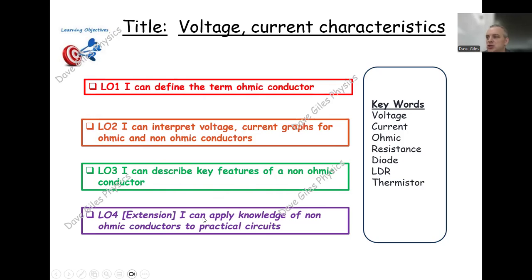I've put that as an extension, however, you probably would get a question like that at IGCSE, so maybe it should not be an extension. So assume the key words for it are: voltage, current, ohmic, resistance, diode, LDR, which is a light-dependent resistor, and thermistor.